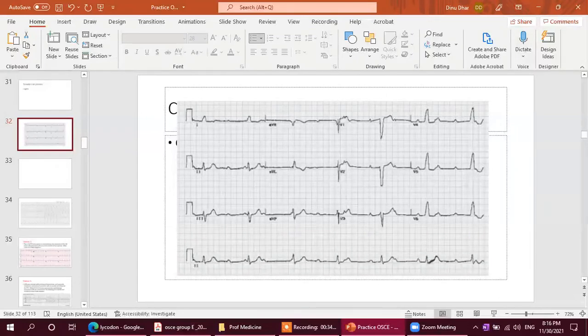That's called either a 3-to-1, 2-to-1 or 4-to-1 block. Right? Can you hear that? Yes, sir. Good.